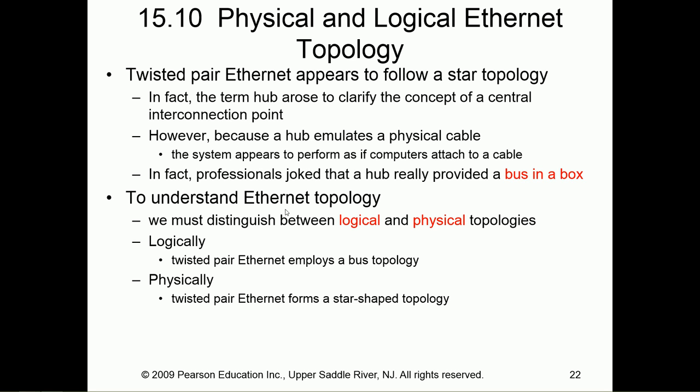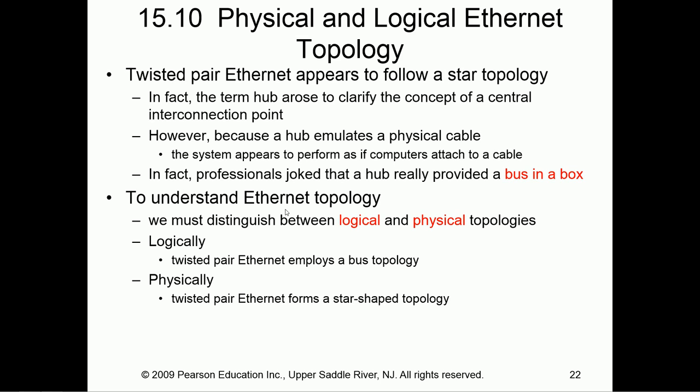Twisted pair doesn't have to follow a strict type of topology. But if you had to explain what twisted pair topology would be, it'd be a star. That is, everything connects to a centralized device, and they communicate through that centralized device. So how do we understand the topology, though? What's a logical topology and what's a physical topology? On exams, they'll ask things like this. So this is an important note.